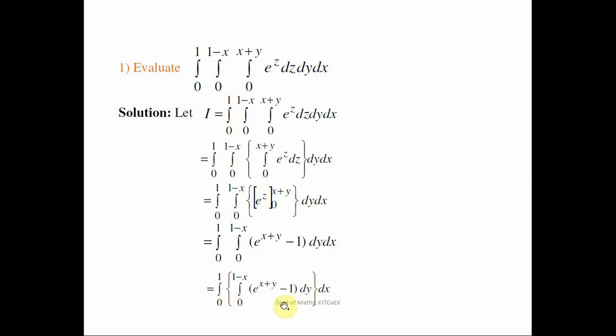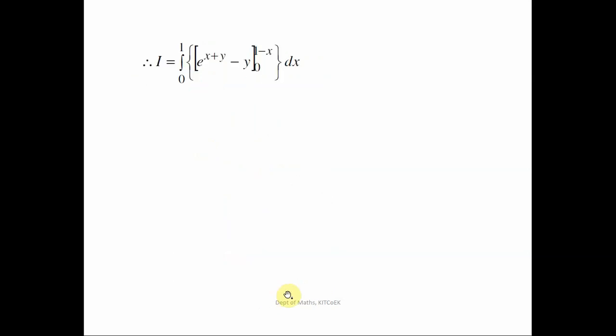So integrate it. Hence the next step will be integration of e raised to x plus y with respect to y, it is e raised to x plus y again, and then minus we are integrating 1 with respect to y. So integration of e raised to x plus y is simply e raised to x plus y, minus integration of 1 is y. So here it is the step, integration e raised to x plus y minus y, for which the limits are 0 to 1 minus x.